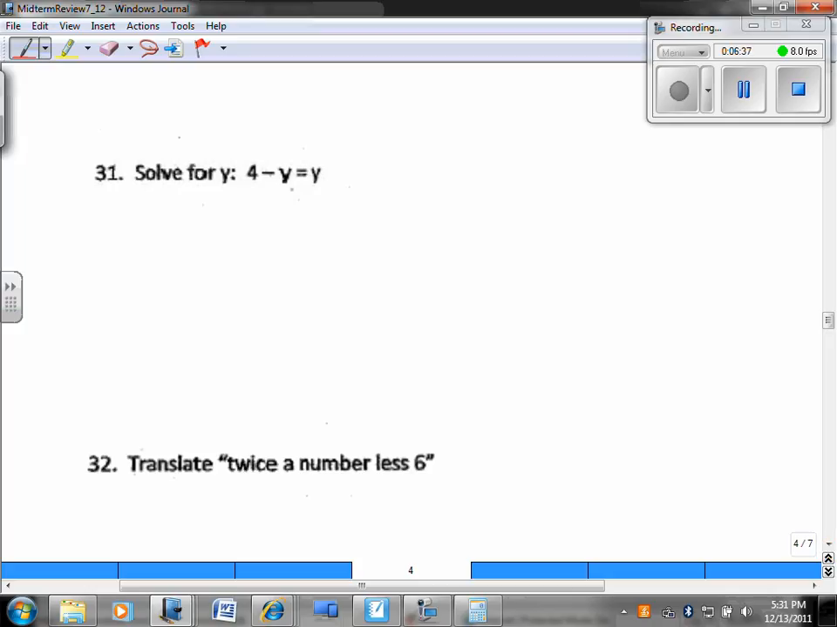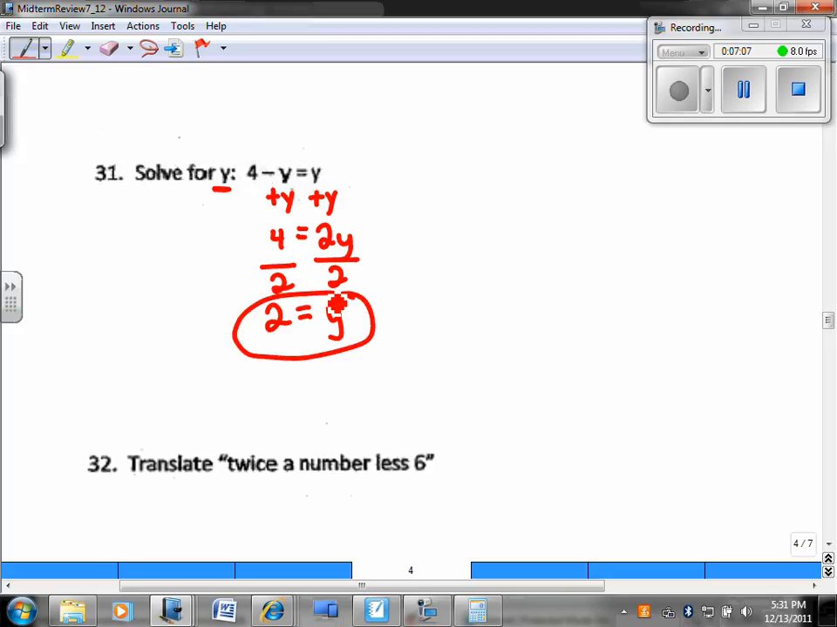Number 31 asks us to solve for y this time. So we're trying to get y by itself. So we have 4 minus y equals y. Well, let's add y to each side. So we have 4 equals 2y. We want to get y by itself, so we've got to get rid of this 2 that's being multiplied by the y. And to undo multiplication, we divide. So divide each side by 2. Y equals 4 divided by 2, which is 2. So y is 2.